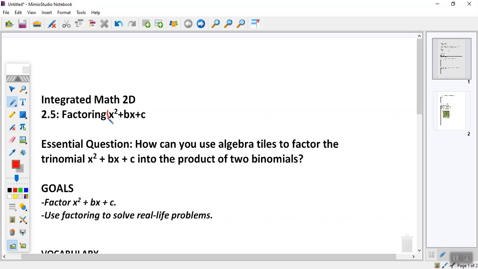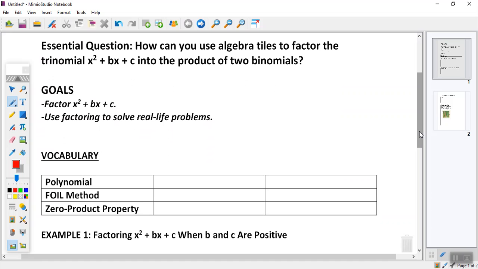I'm not telling you how to, but it says, how can you use algebra tiles to factor the trinomial x squared plus bx plus c into a product of two binomials? I'll show you some algebra tiles here, but I don't think we're really going to have to use those too much. I think that all the expanding of binomials that you've done should help you understand how to work backwards from that to get back to factored form. So we want to know, how do we use those tiles to factor x squared plus bx plus c into the product of two binomials? All right? It's not terribly difficult to do.